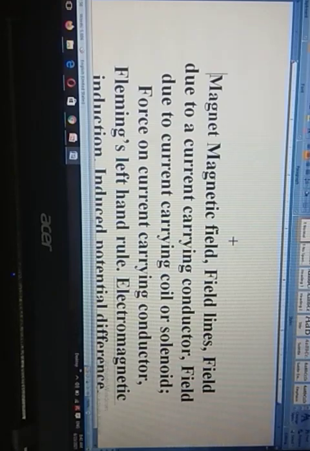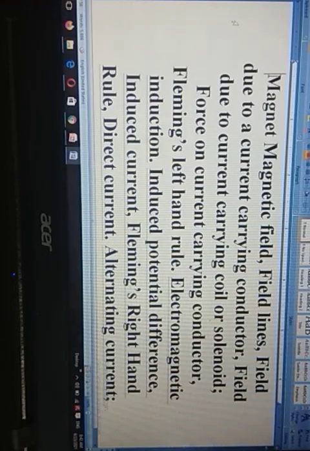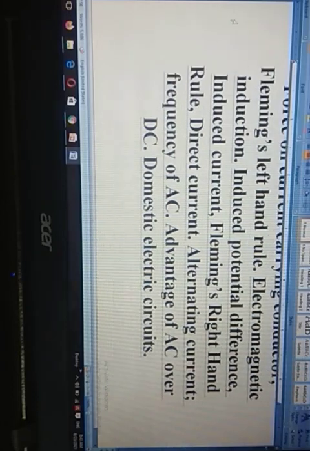In this chapter I am going to cover topics like what is a magnet, how magnetic field lines are produced, what magnetic lines are, the magnetic field due to a current carrying conductor, how a coil or a solenoid is formed, and the force on a current carrying conductor. We will also discuss rules like Fleming's left hand rule, electromagnetic induction, how the induced potential difference is formed, what is induced current, Fleming's right hand rule, direct current and alternating current. These are the very important topics from this chapter.